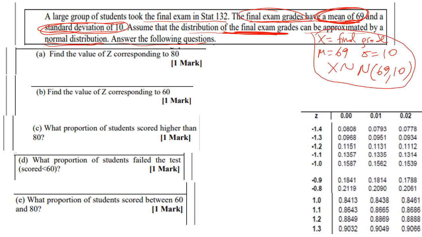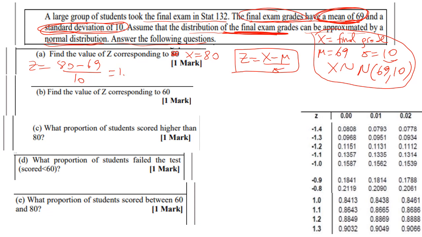Now, find the value of z corresponding to 80. Here we mean the final grade 80, so x equal to 80. There's a conversion formula between x and z. z is the z-score, and the relation between x and z is z equals x minus mu over sigma. So z equals 80 minus mu, which is 69, divided by sigma, which is 10. So this will be just 1.1.